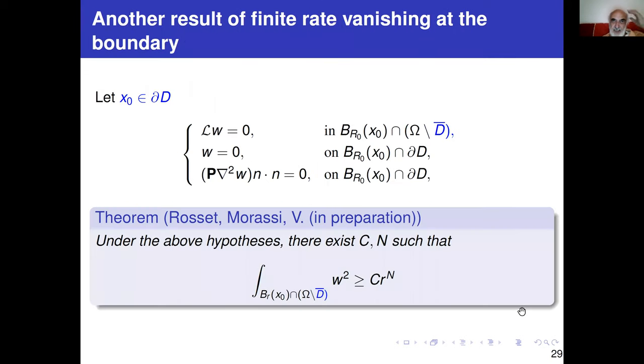Another result of finite vanishing rate at the boundary can be proved, in a paper in preparation, for the Kirchhoff-Love plate equation when the plate is locally hinged on the boundary of D.